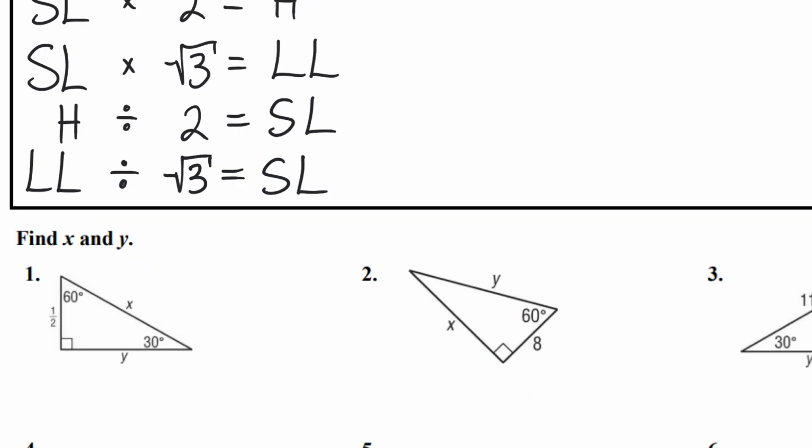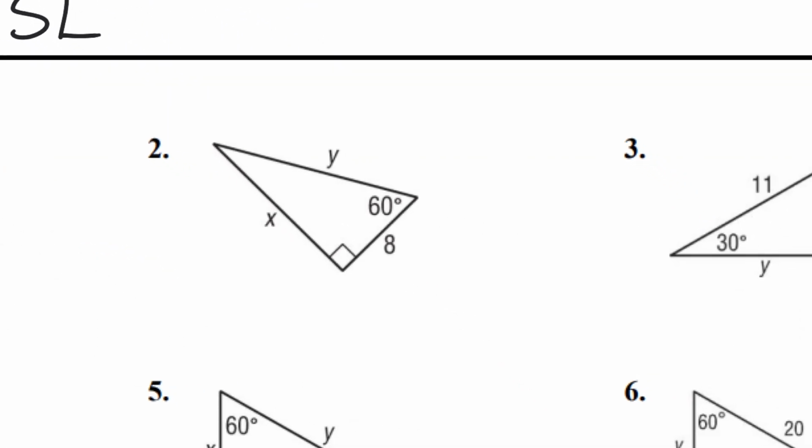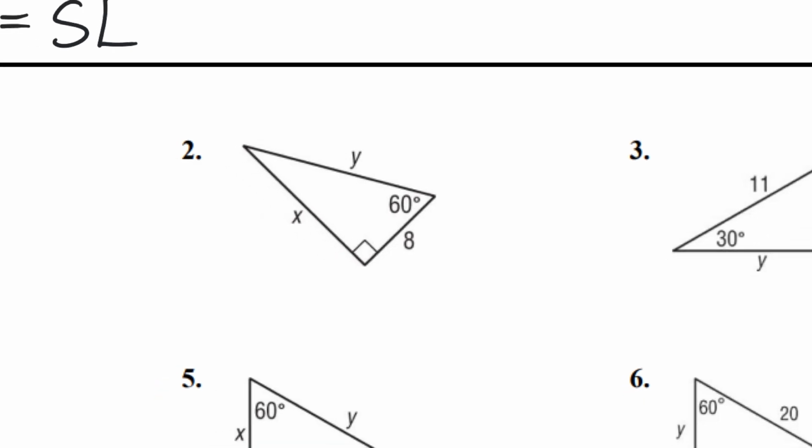Okay, so those are the rules. I'm going to skip number 1. Let's look at number 2. On number 2, which one of those is the H, the hypotenuse? The Y is the hypotenuse. Which one is the short leg? The 8. And which one is the long leg? The X, obviously. Okay, so on this one, what I'm starting off with knowing is the short leg. I know the short leg is 8. So from the short leg, I want to find the hypotenuse and the long leg.